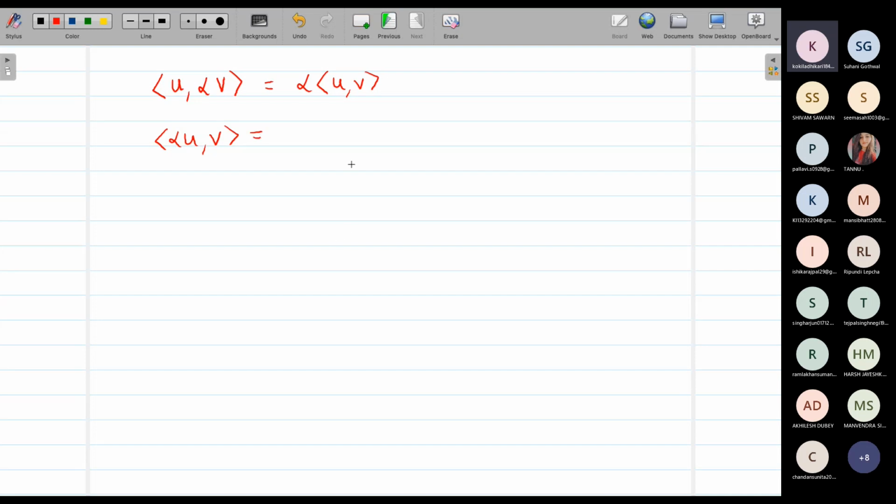Alpha conjugate into u, alpha product, conjugate of (u, v). But how do you know that? How do you derive it from first principles? What will we do? You can use the first property again. Let's do that very quickly. Again, the conjugate of the vector.